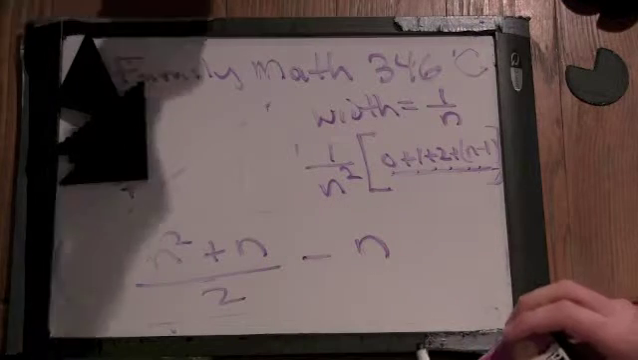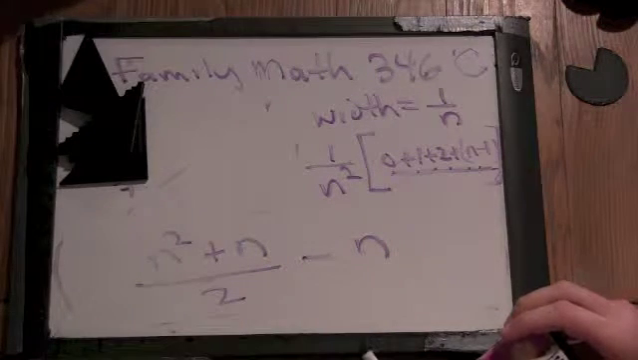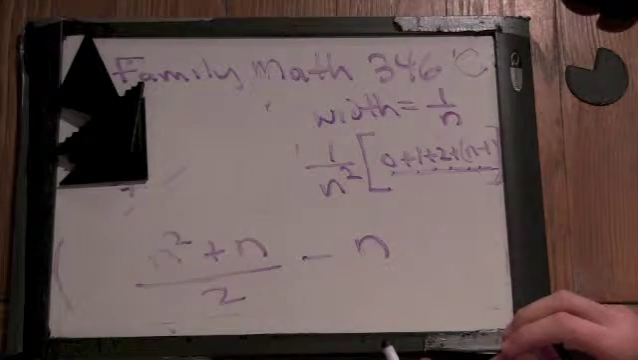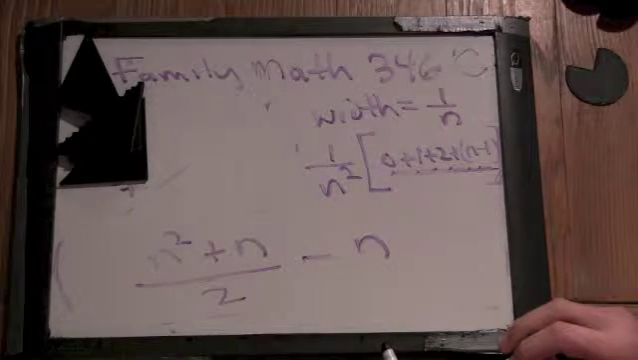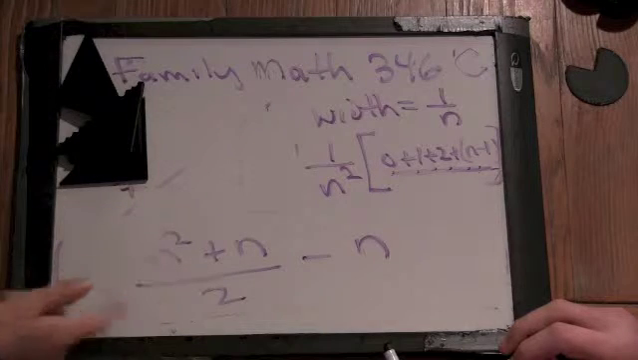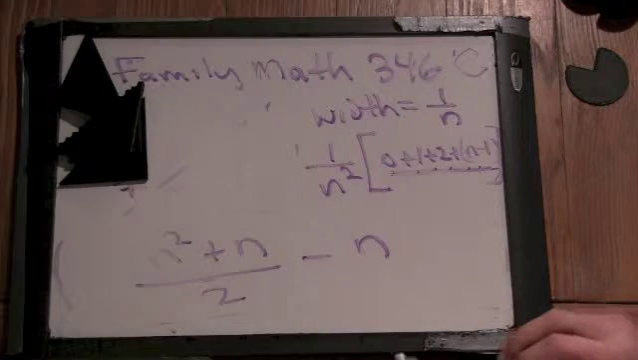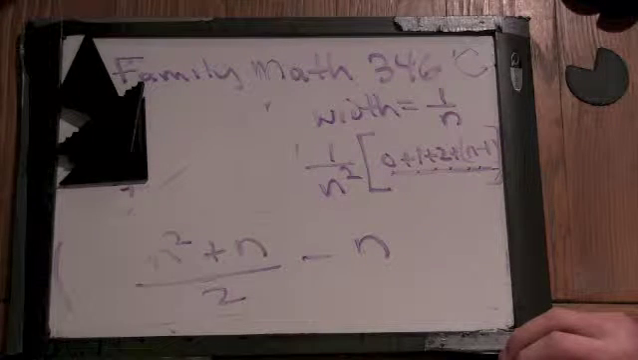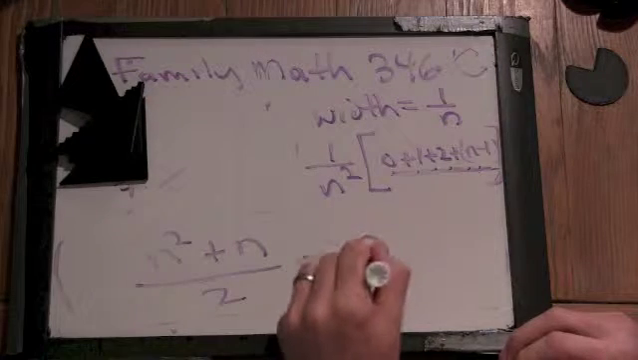Minus N. Now how do I combine fractions? What do I need to do? Well, you need a denominator on this one. So what denominator do I need? You need a 2 to combine them. So what is this expression here? It's minus N over 1, so you need minus 2N over 2.